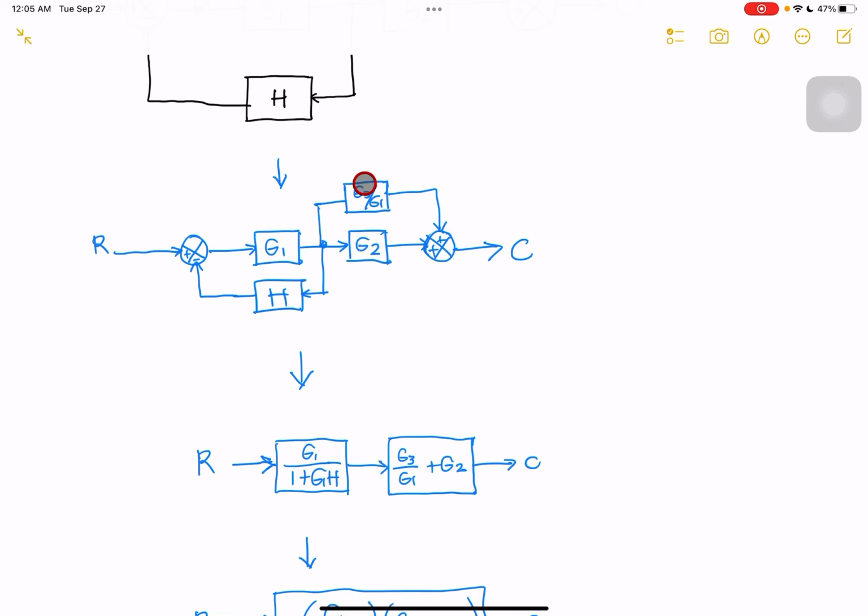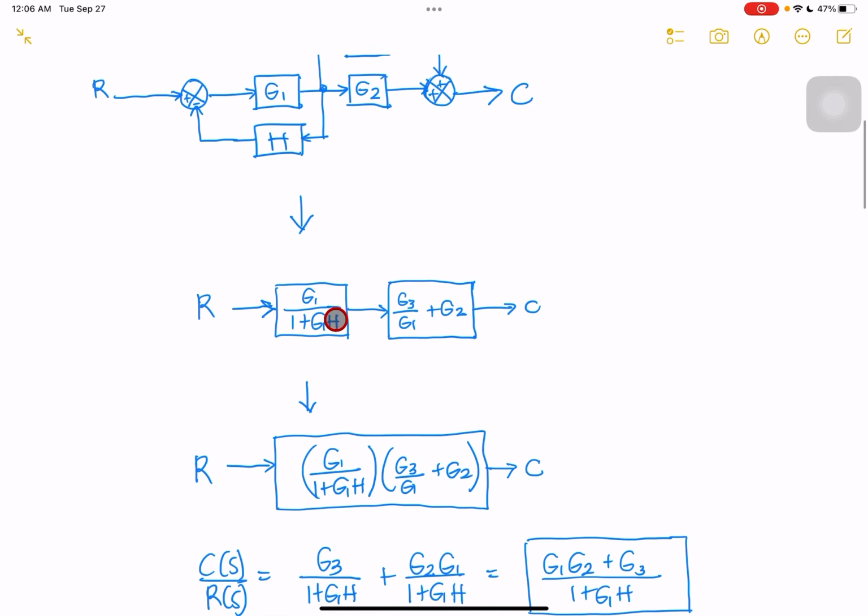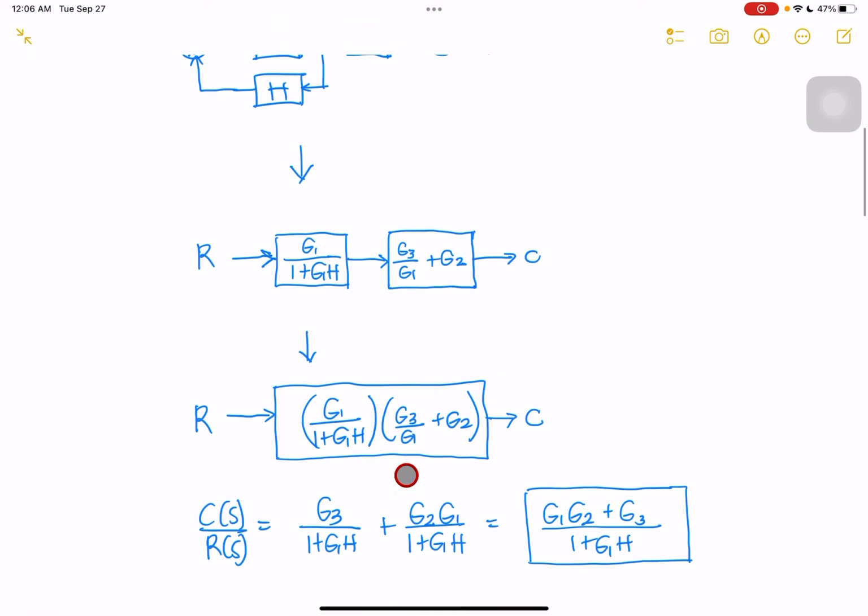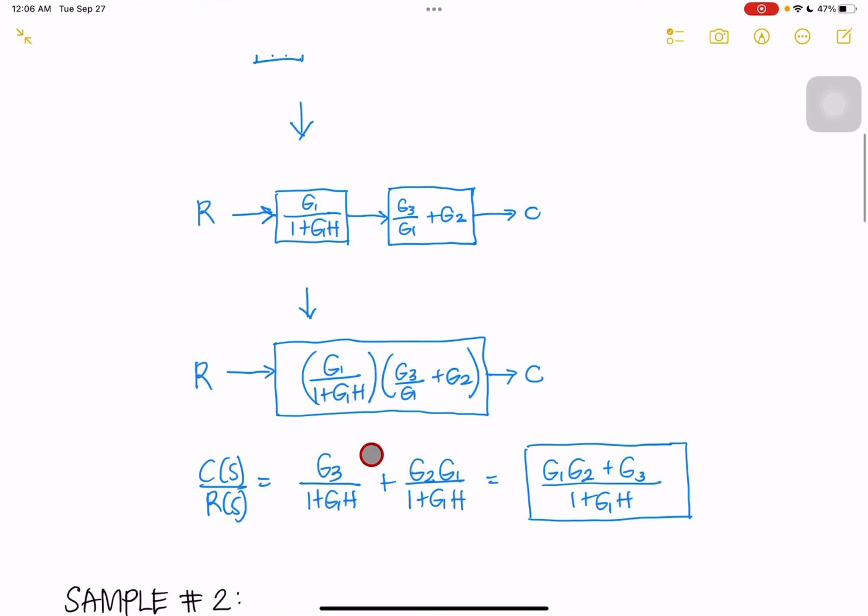Then, we have here a parallel block. So, ipa-plus natin yung dalawang yan. So, G2 plus G3 over G1 or vice versa. Then, now we have two blocks in series. Therefore, we have to multiply the gains of each. So, i-multiply lang natin yan. Tapos, yun na yung magiging transfer function since single lang naman itong block natin.